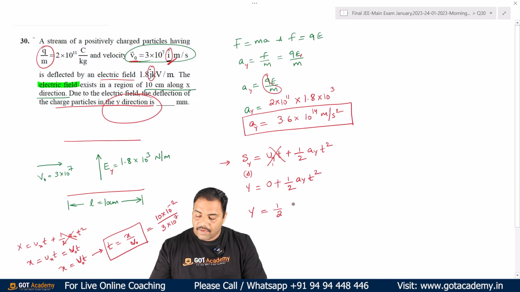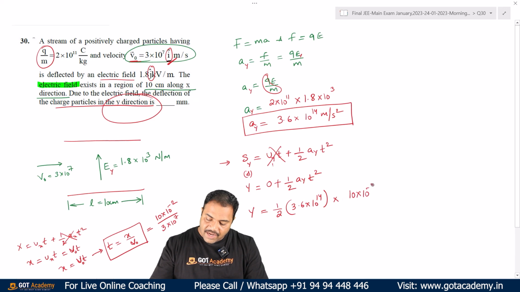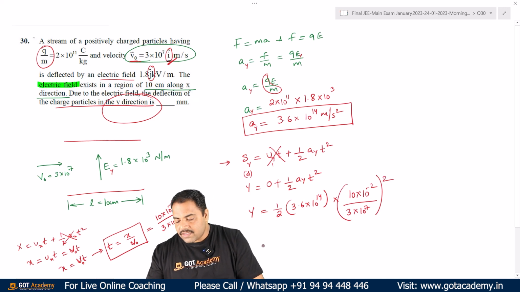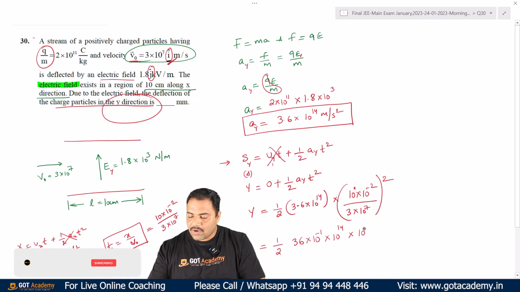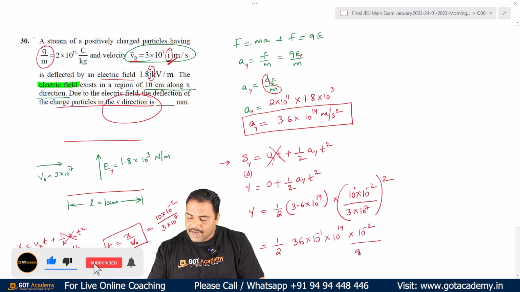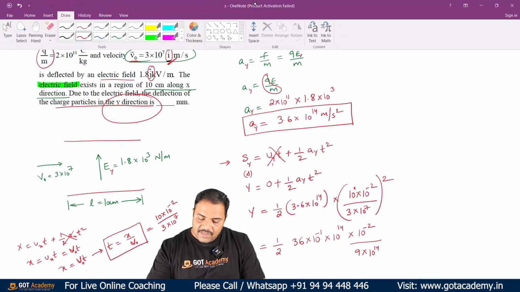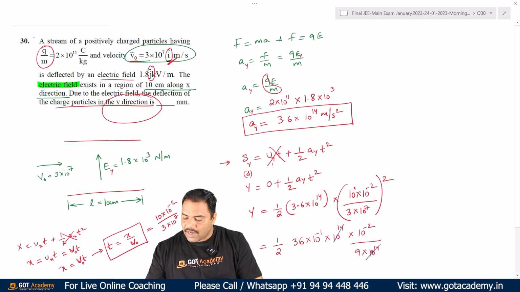So now y is equal to half. In place of ay, we have to write 3.6 into 10 to the power of 14 into t square. So t square is 10 into 10 to the power of minus 2 by 3 into 10 to the power of 7 whole square. Now it's time to simplify this. So let me write this 3.6 as 36 into 10 to the power of minus 1. So 10 power 14 is left here. Okay, 10 power 1 and 10 power minus 2 is minus 1. So whole square, so minus 2, which was divided by 9 into 10 power 7 whole square, that is 10 power 14. So this 10 power 14, which was in numerator and denominator, can be solved.